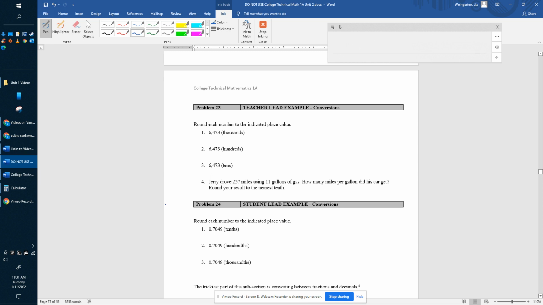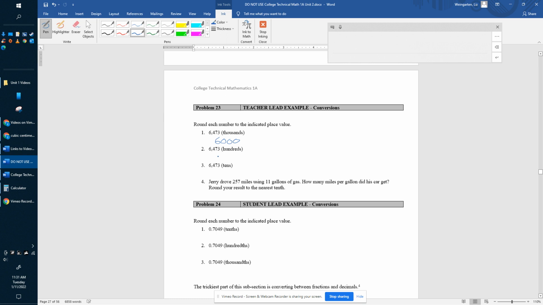Round each number to the indicated place value. We need to round this number to the thousands. So we are just going to look at the 4. Don't look at the 7. Don't think that you say, okay, there's a 7, so I have to round this to a 5 and then round this to a 7. No, do not do that. Just look at the 4. Only the 4. The 4 is less than 5, so we keep it the same. This is going to stay 6,000.